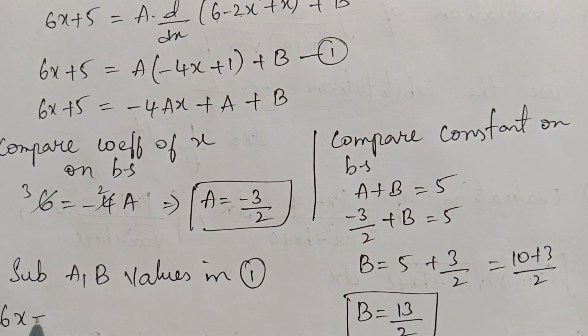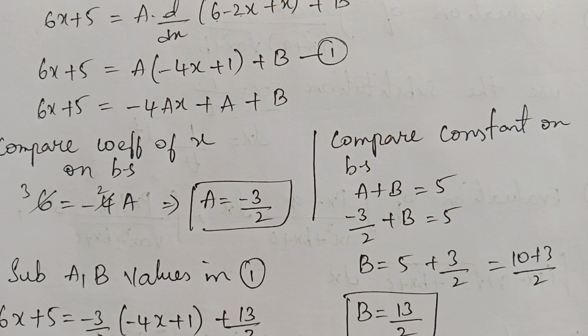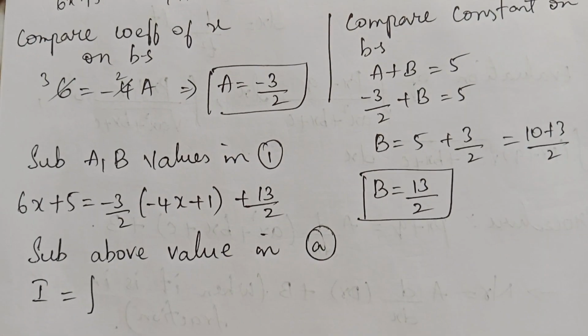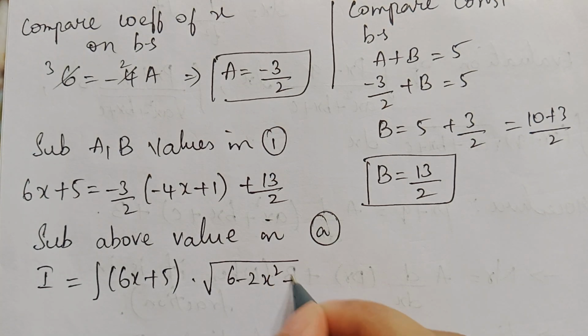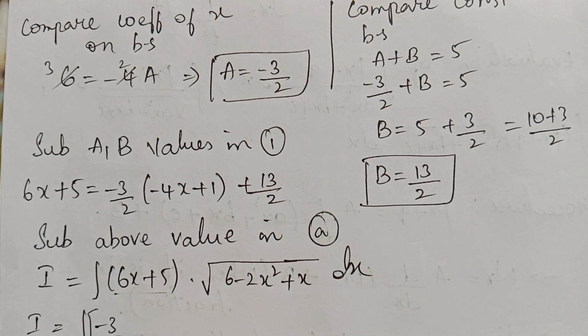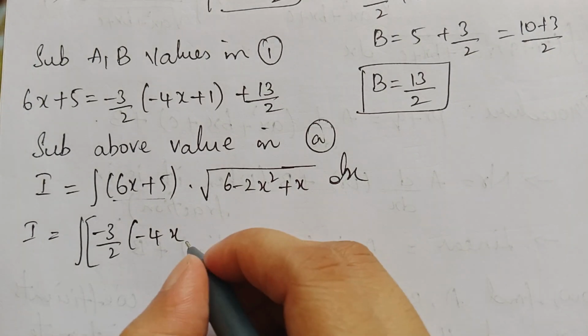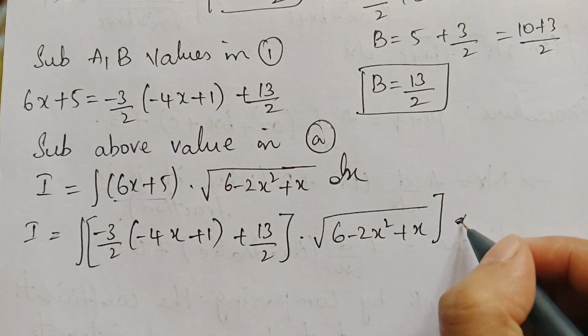Now we will substitute the A and B values in equation 1. So we get 6x + 5 equal to the value of A, which is −3 by 2, into (−4x + 1), plus the value of B, which is 13 by 2. Now we will substitute the above value in equation A. So our function is I equal to the integral of (6x + 5) into the root of (6 − 2x² + x) dx. So this value we can substitute here. So I is equal to the integral of [−3 by 2 into (−4x + 1) + 13 by 2] into the root of (6 − 2x² + x) whole dx.